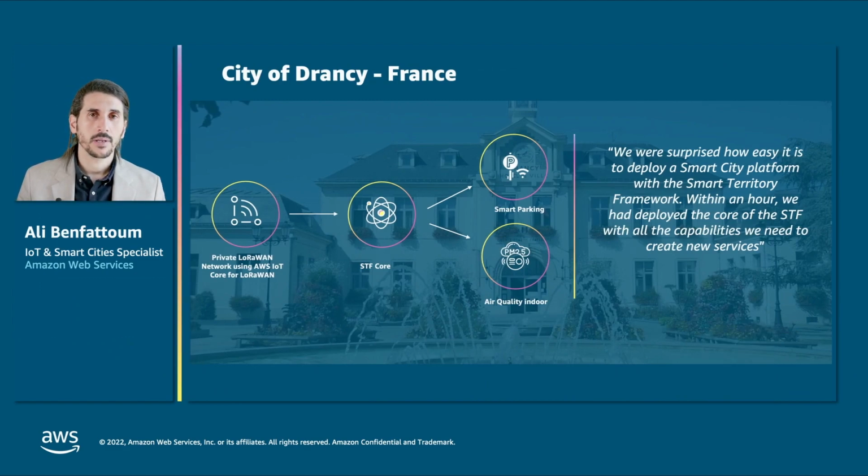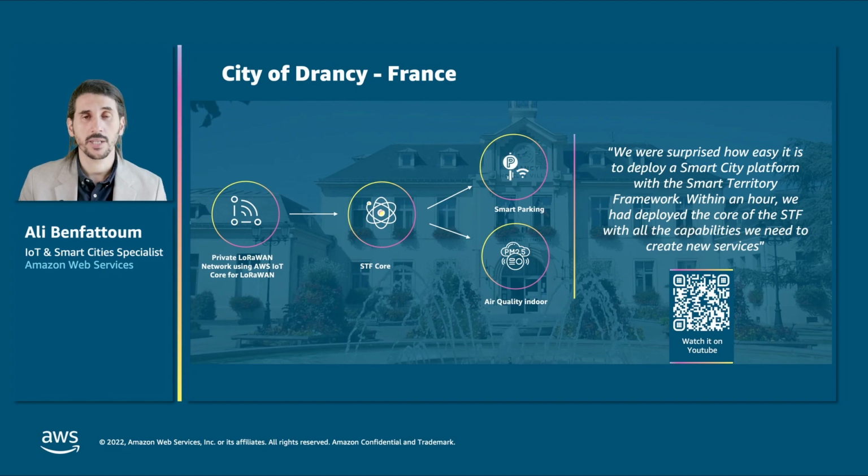A great example is the city of Drancy in the suburb of Paris in France. After they built their own private LoRaWAN network using AWS IoT Core for LoRaWAN, they deployed the STF Core and built two solutions that they are going to share now with other territories. The first one is a smart parking solution. They deployed LoRaWAN parking lot sensors to monitor parking space availability, especially for parking spots for people with reduced mobility. They can provide to their residents information about the availability, but also ensure that these public resources are used properly.